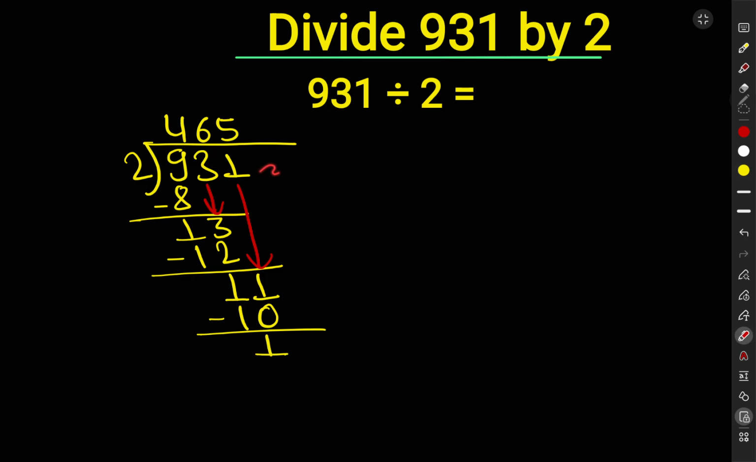So now there is no other number to put it down. So we take here decimal, so that we put 0. So it is 10 and 2 times 5 is 10. On subtracting we get 0. So 931 divided by 2 is 465 decimal 5.